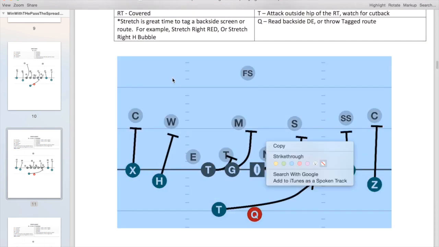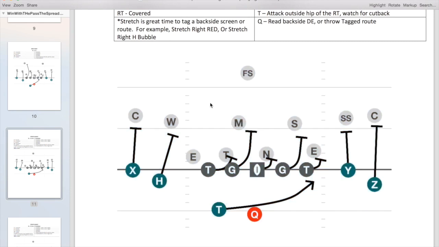I also put up here in the playbook, stretch is also a great time to tag a backside screen because these guys aren't in the play anyway, right? You don't have to waste your H blocking their will backer here, because their will backer, if he makes the tackle, it's going to be way over here, right? He's not going to flow all the way across the field to make the tackle. So it's a really good time to tag. You could tag backside slant, or you could tag a bubble, or you could tag a screen of some kind.